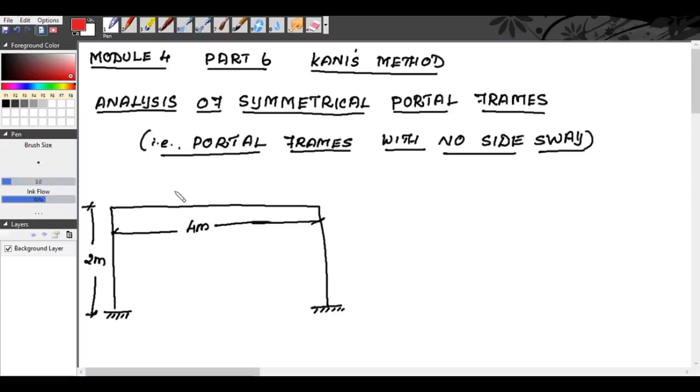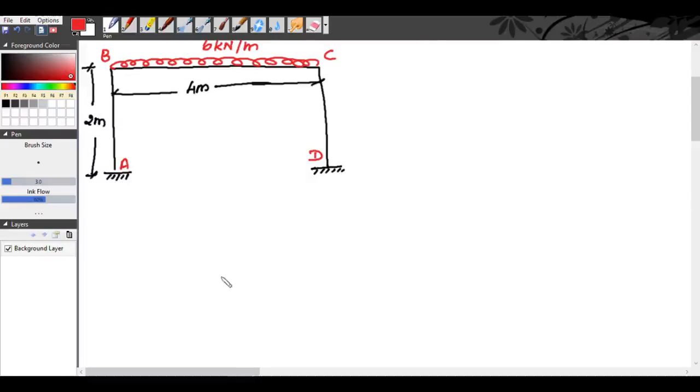Now there is a uniformly distributed load of 6 kilonewton per meter in the span BC. So this is A, B, C and D. Now we need to analyze this frame. So this is similar to the analysis of continuous beams. So step 1, we will find the fixed end moments.